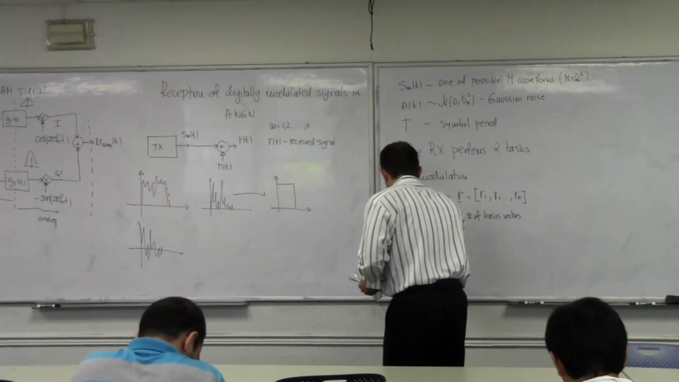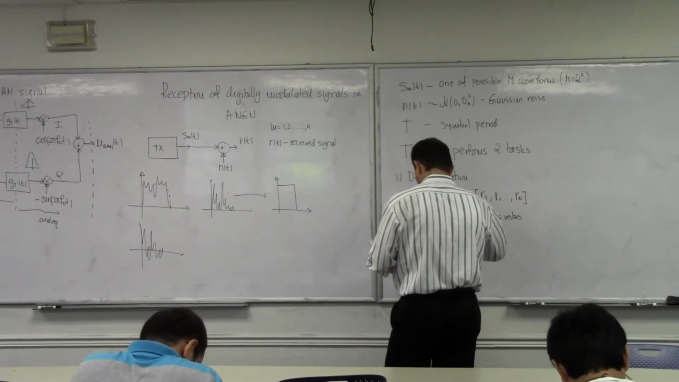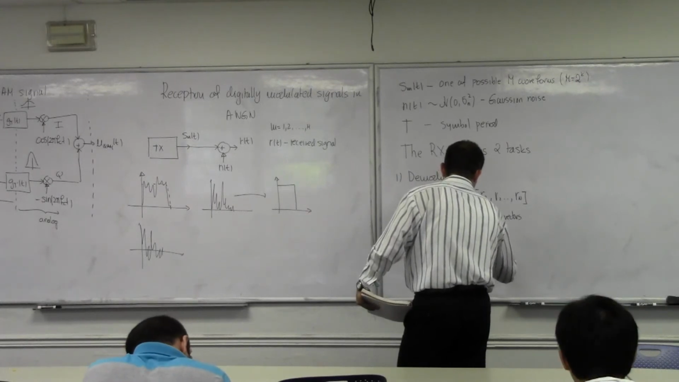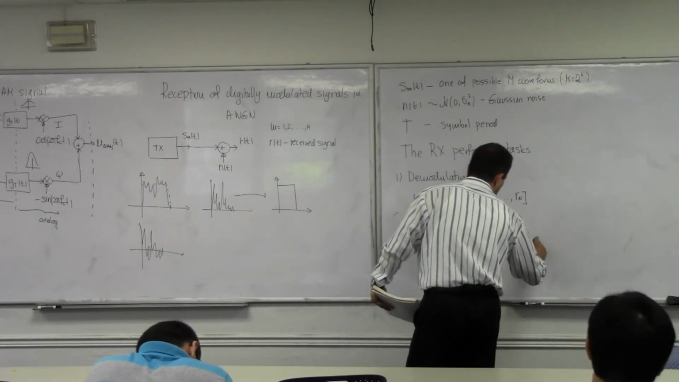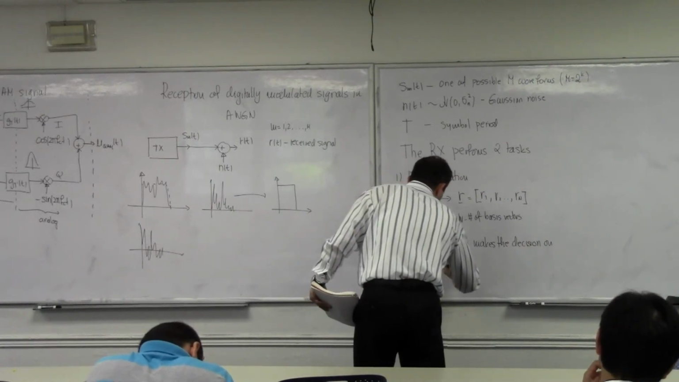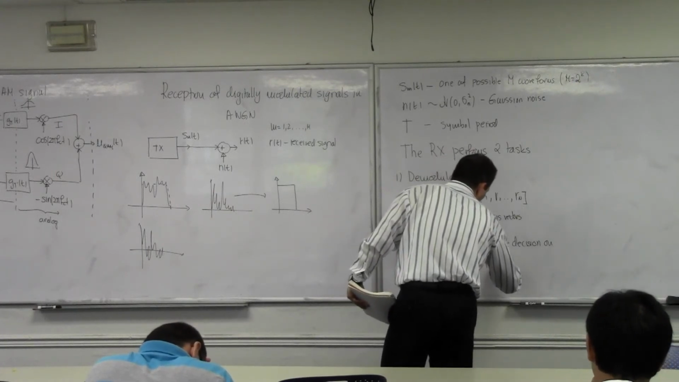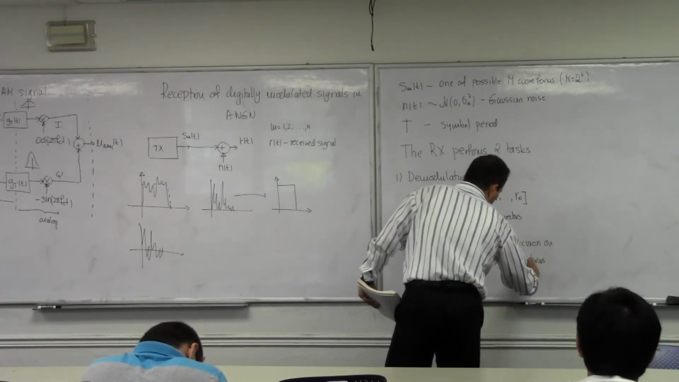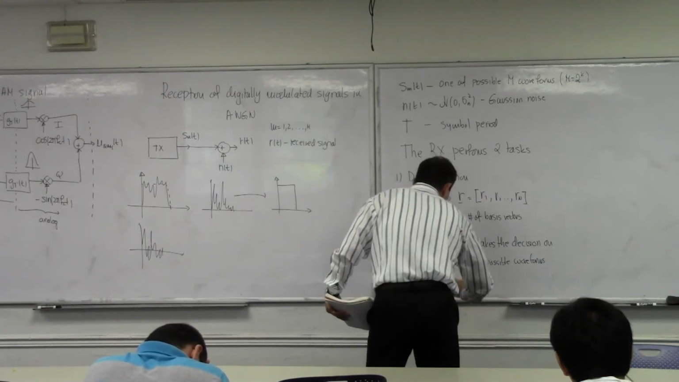The second task is detection. So here, the receiver makes the decision on which one out of n possible waveforms has been sent. Okay?